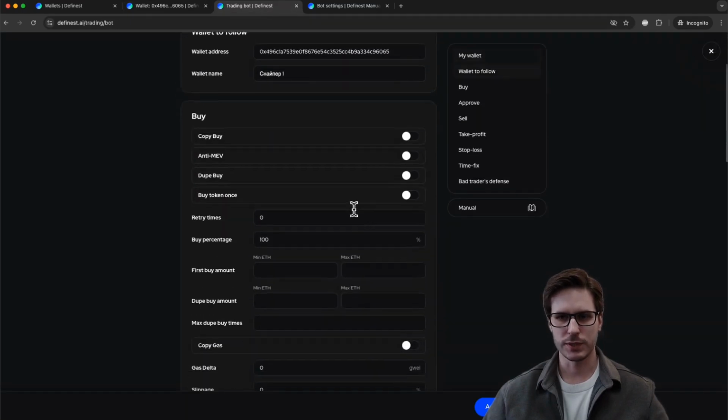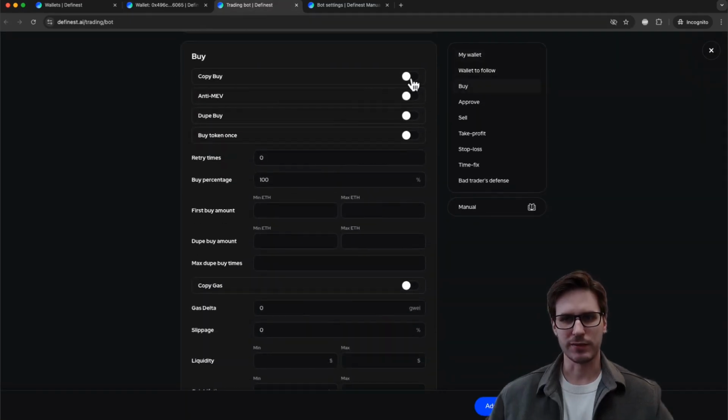Next, we have a purchase setting. Copy buy is the most important setting. We turn it on if we want our wallet to copy the purchases of the original wallet. The next checkbox is anti-MEV. We also turn it on. It protects us from MEV bots. These are bots that get in before us.